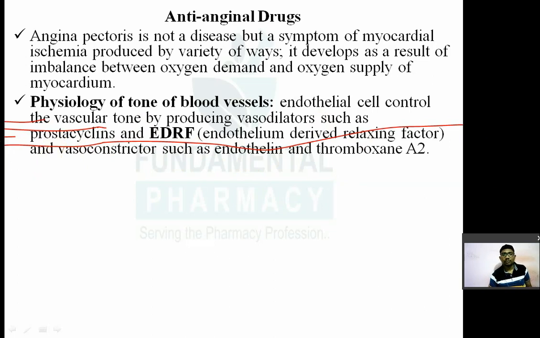So this endothelial layer produces some vasoconstrictor compounds and vasodilator compounds. Vasodilators like prostacyclins and nitric oxide. Vasoconstrictor compounds like endothelin and thromboxane A2.